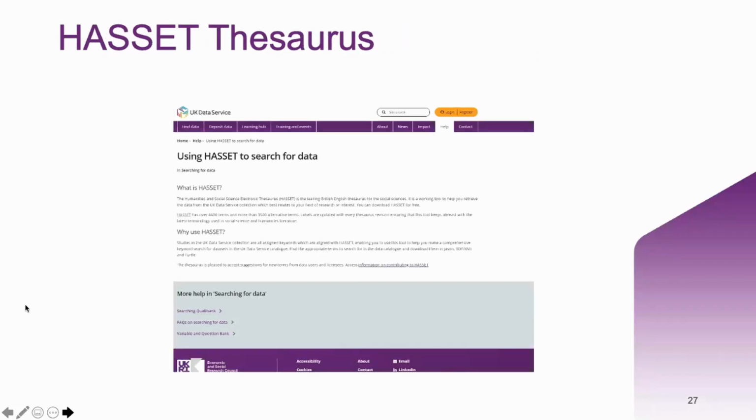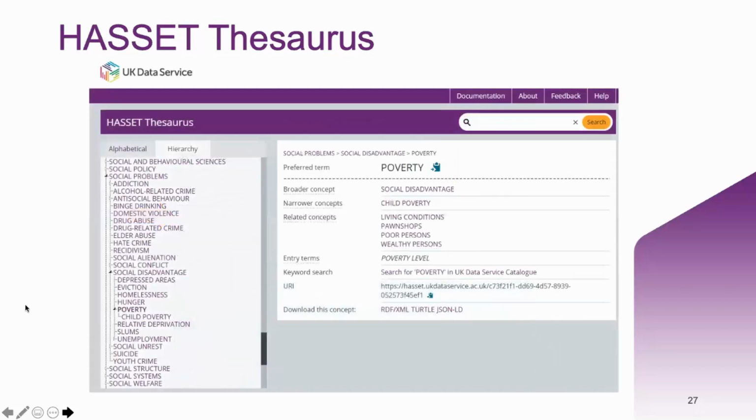So first up is our HASSET, which is our thesaurus, and HASSET stands for Humanities and Social Science Electronic Thesaurus. You can find this by clicking Help, and then you'll see using HASSET to search for data, and there's a hyperlink to HASSET. This has over 4,600 terms and more than 3,500 alternative terms within it. Each data set in our catalogue has keywords and terms associated with them that come from this thesaurus. We did flag that when we were looking at the data catalogue entry: there was a thesaurus and keywords page, and they are linked.